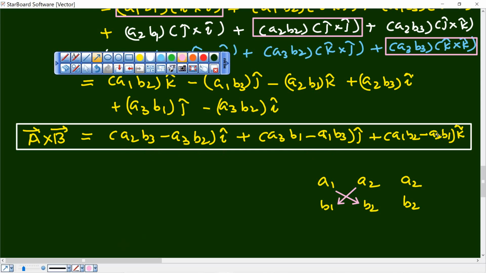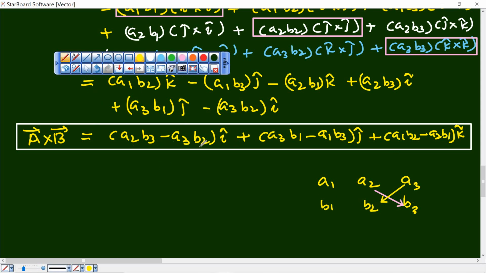Meaning, for the K component, leave the K column and do cross multiplication in the remaining two: a1 b2 minus a2 b1. If you want the I component, leave the I column. What will it be? a2 b3 should have been written over here, b3 should have been written. Why did I write 2 everywhere? Same mistake on both rows. Anyway, a2 b3 minus a3 b2.